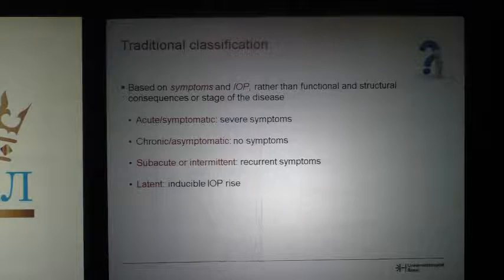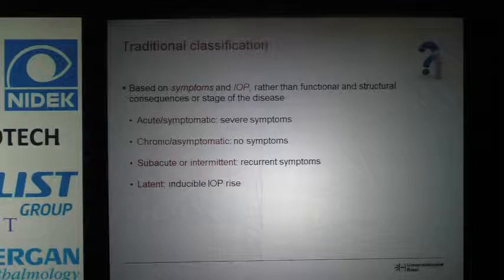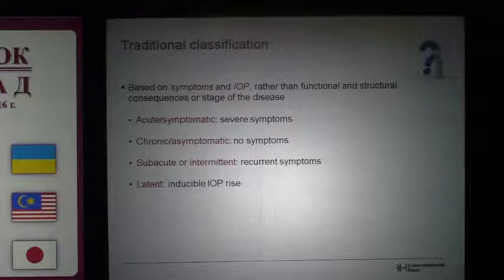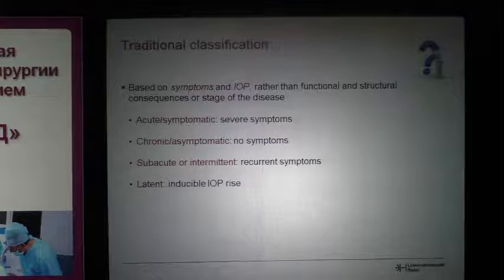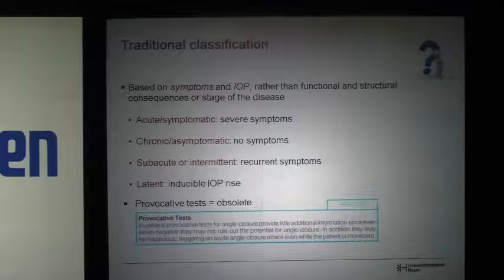So the traditional classification has been based on symptoms and IOP rather than on functional and structural consequences or stages of the disease. We have been distinguishing between acute symptomatic and chronic asymptomatic patients depending on their symptoms and IOP. Also, in the past, we have used the provocative gonioscopy test, which is nowadays obsolete according to the European Glaucoma Society guidelines, as it may be false negative or it may trigger an acute attack despite monitoring.